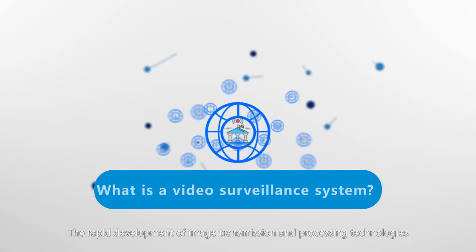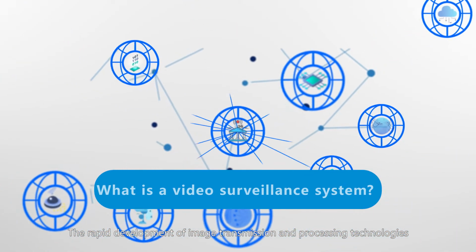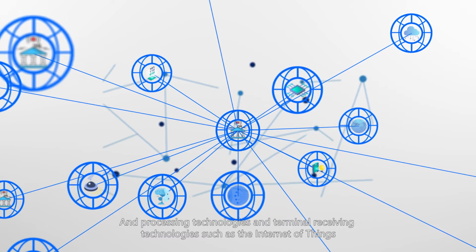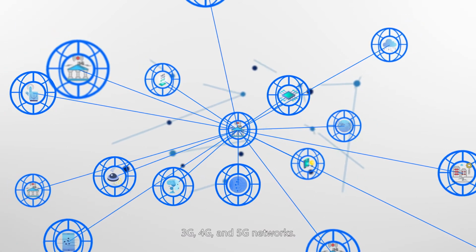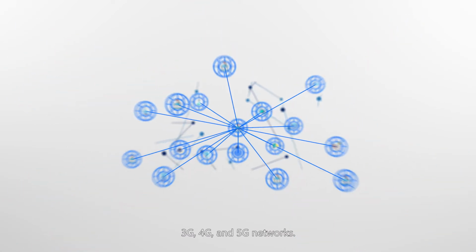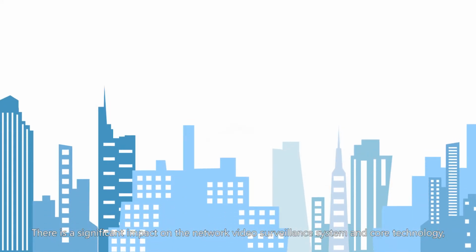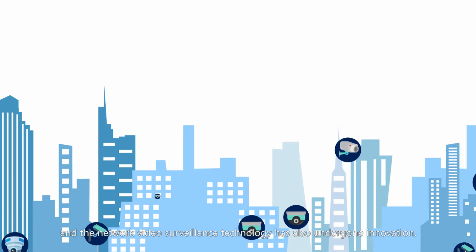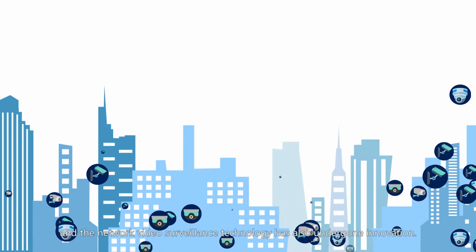With the rapid development of image transmission and processing technologies, and terminal receiving technologies such as the Internet of Things, 3G, 4G, and 5G networks, there is a significant impact on the network video surveillance system and core technology, and network video surveillance technology has also undergone innovation.